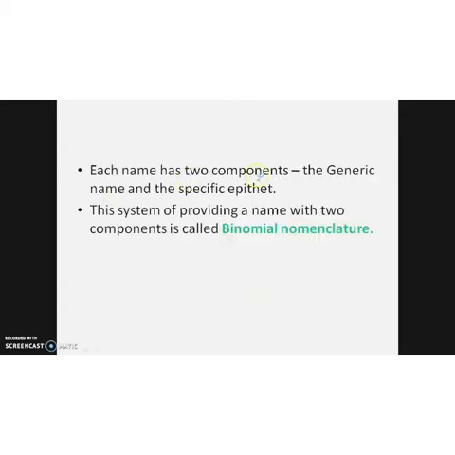Each name has two components, isn't it? Carica papaya. In the case of Carica papaya, Carica is the first word and papaya is the second word.